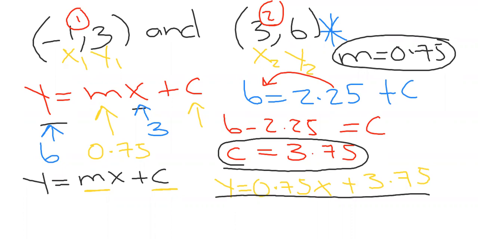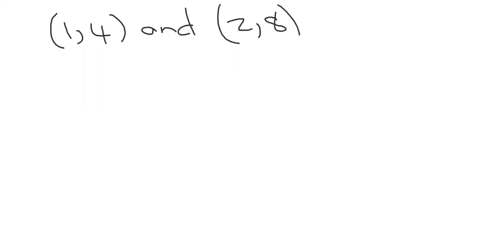So that's the equation of your line. Then I'll do another example. Let's say we have the points (1, 4) and (2, 8) as an example. So we want to find the equation of the line that is passing through these points.